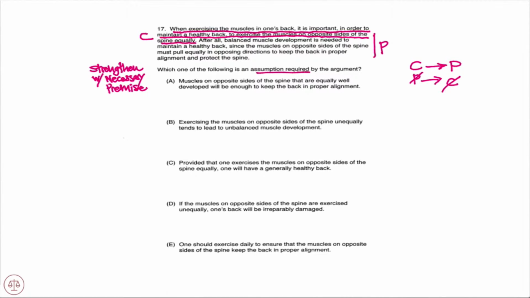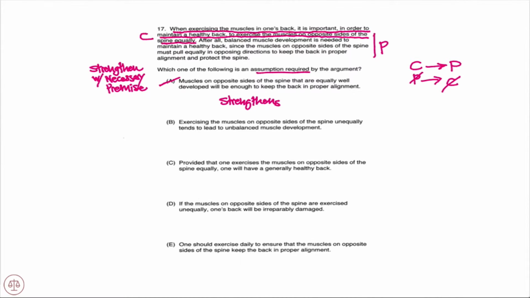So turning our attention to A. Muscles on opposite sides of the spine that are equally well developed will be enough to keep the back in proper alignment. And A definitely seems to strengthen, saying these are sufficient to keep the back in proper alignment. But is it necessary? So to negate A, muscles on opposite sides of the spine that are equally well developed will not be enough to keep the back in proper alignment. Okay, fine, but it could help, doesn't destroy the argument, so A would be eliminated.